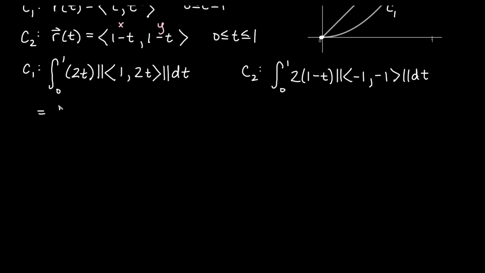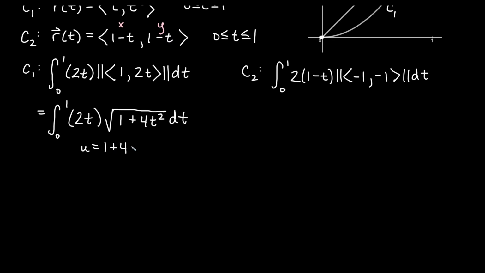So this would equal the integral from 0 to 1 of 2t times the square root of this thing squared plus this thing squared. So 1 plus 4t squared, if I square both of those things and add them together, dt, right? And we'd integrate that. Okay, let's go ahead and do that. I think we can do that with a u substitution nicely. So if u is 1 plus 4t squared, then du is going to be 8t dt. And what I have is 2t dt.